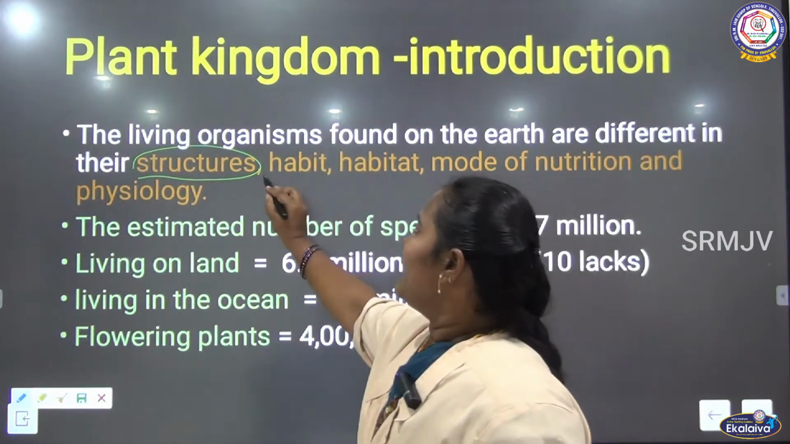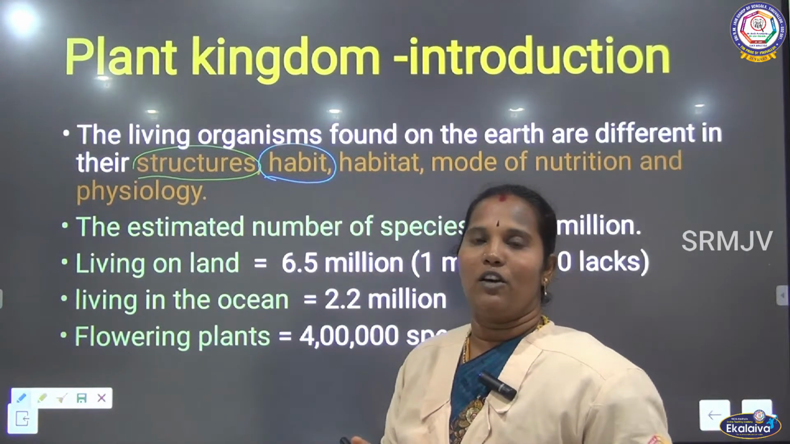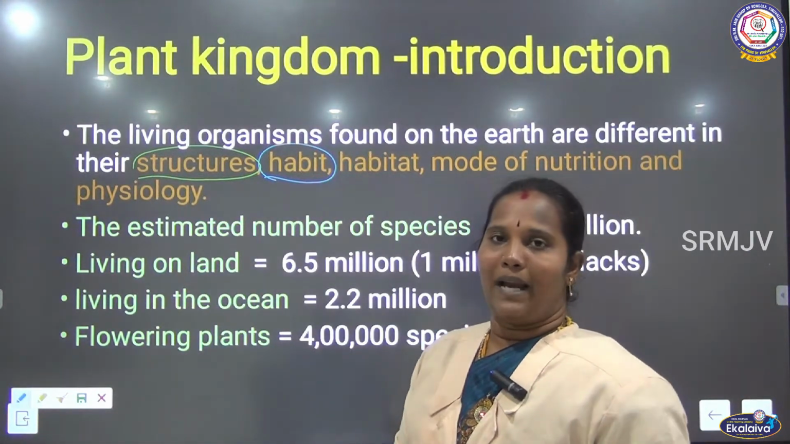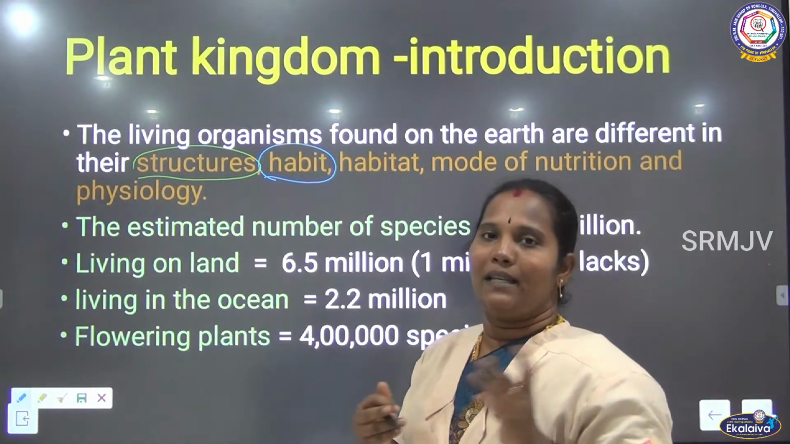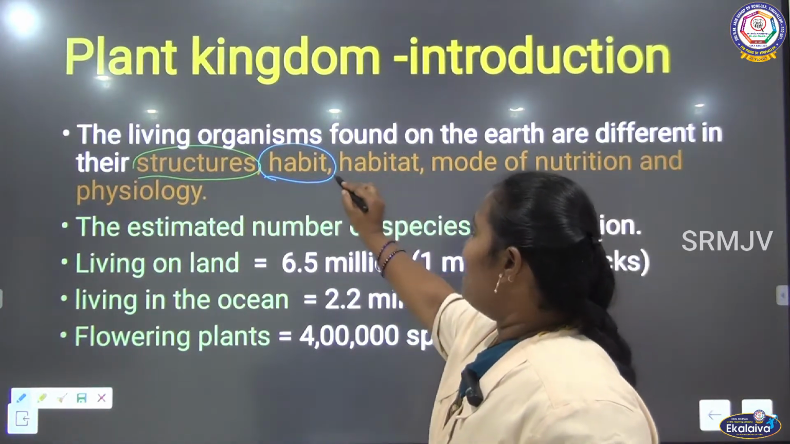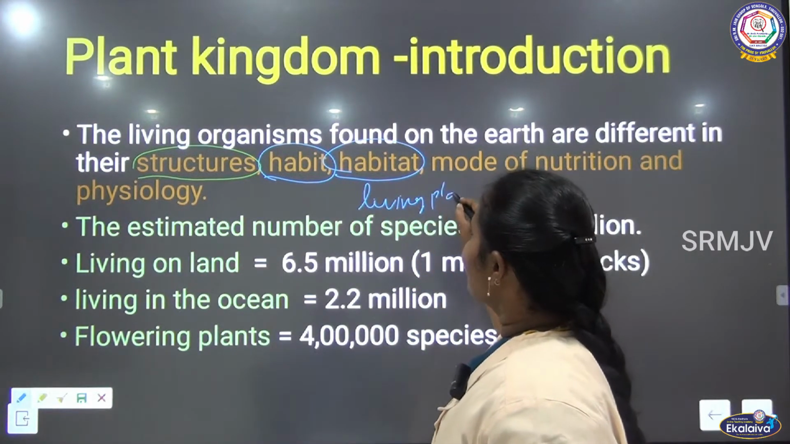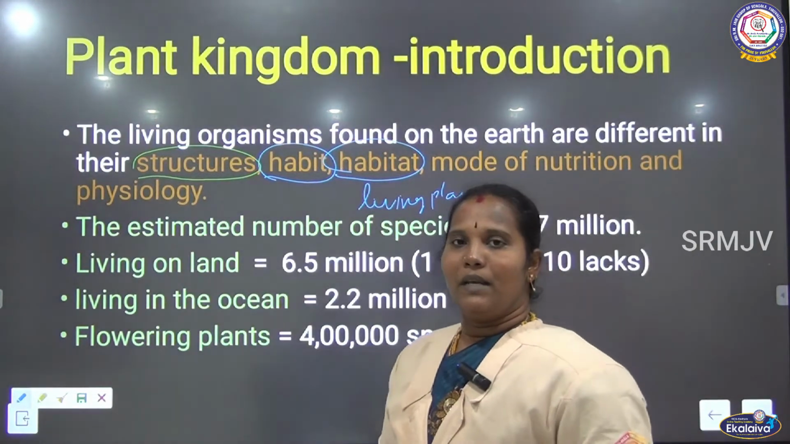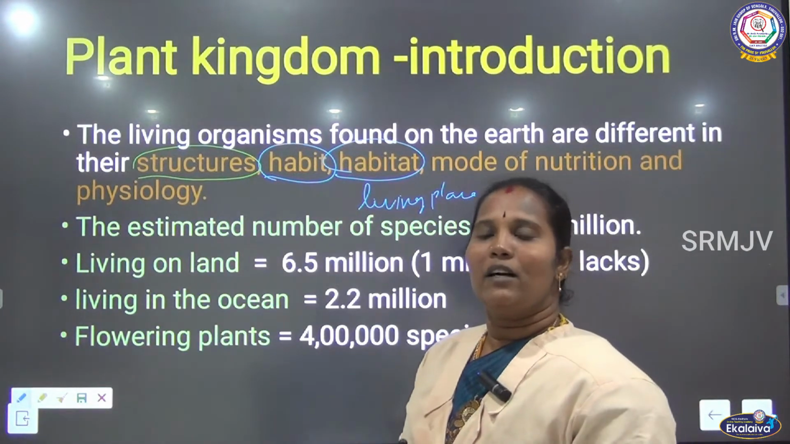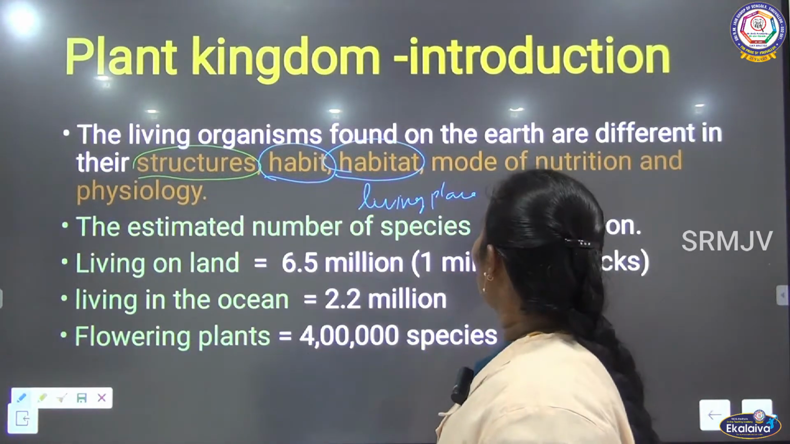Then we can say the habit. Habit means each and every organism having different characters. If it is a cactus, it has some special characters compared to aquatic plants. Aquatic plants have some special characters compared to terrestrial plants. So each and every plant has different characters. Next one we can say the habitat. What is habitat? Habitat means the living place of an organism. The living place is called the habitat. Many kinds of habitat are there: aquatic habitat, terrestrial habitat, marshy plants, hilly area plants, mangroves, like this many habitats. Plants have different habitats.